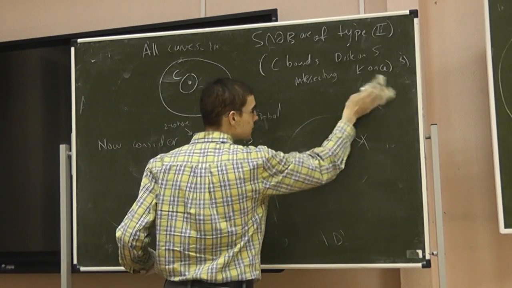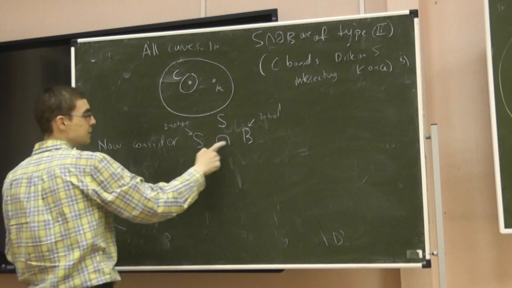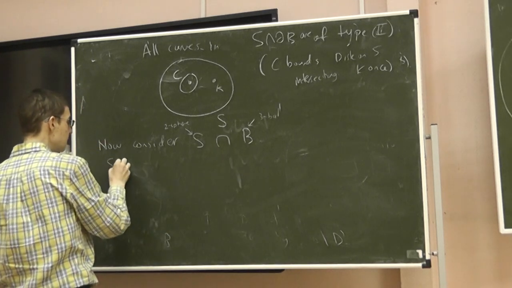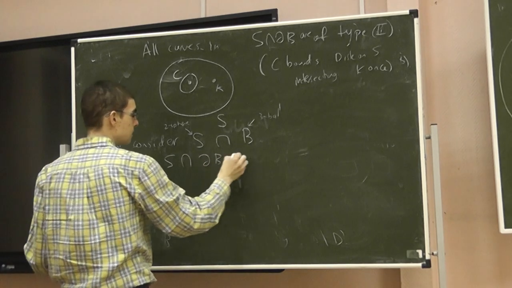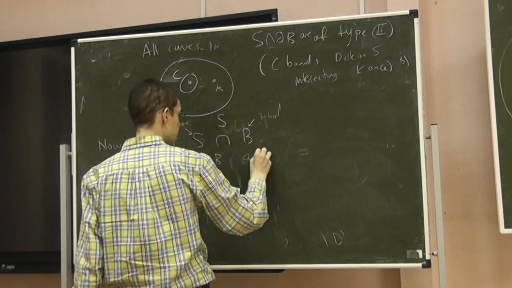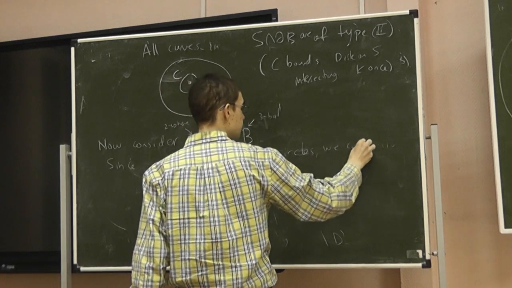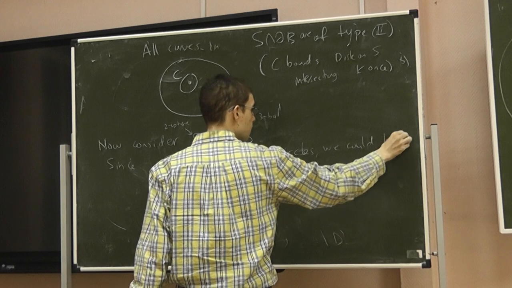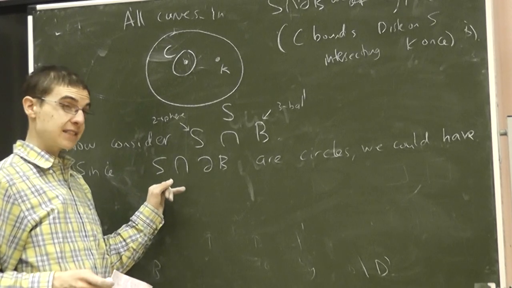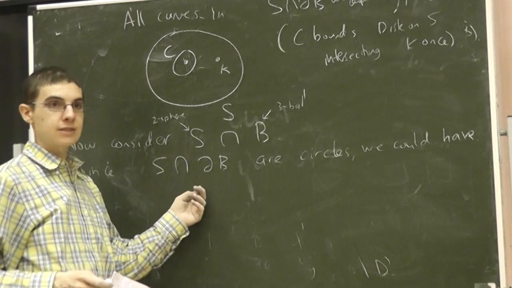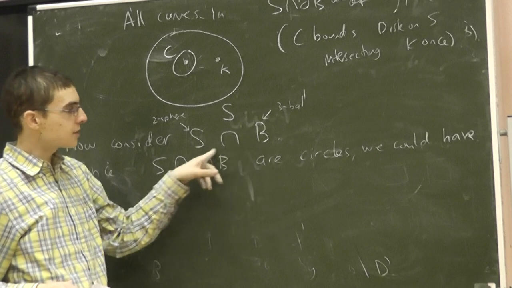Okay, so let's, because it's going to turn out to be a special situation. So firstly, now consider the intersection of the sphere and the disc, and since the boundary are curves, we could have, let me start off with this. Okay, so the sphere intersects the boundary of this ball and it's in circles. Okay, so let's consider what this intersection could look like.